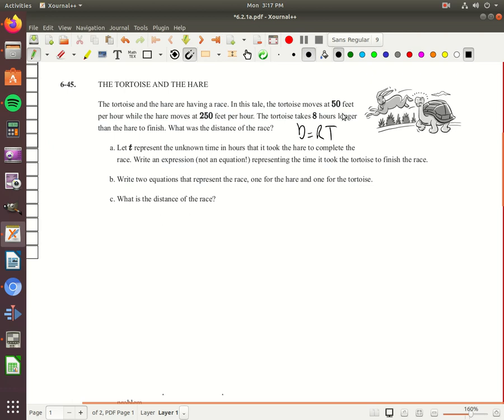So we have two equations, distance equals rate times time. First, we have the tortoise. And then we have the hare. So bear with me on this because this gets a little bit tricky. I'll just fill in that they're both going to get their distance equals rate times time problem, and hopefully we'll be okay with this. So it says in this tale, the tortoise moves 50 feet per hour. So I'm going to go to the tortoise and I'm going to say, all right, I know that this is 50. And that the hare moves 250. So I'm going to go over here and I'm going to say, all right, I know that this is 250 for the rate, right? Now, it takes the tortoise 8 hours longer than it takes the hare.